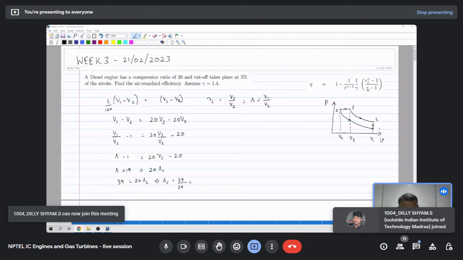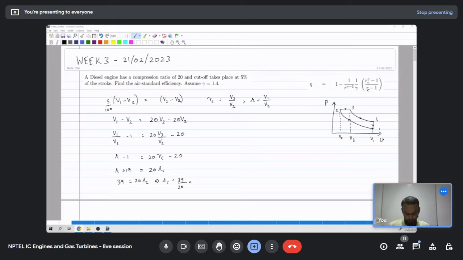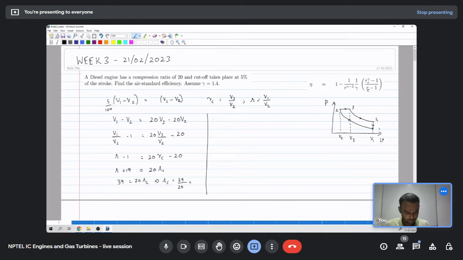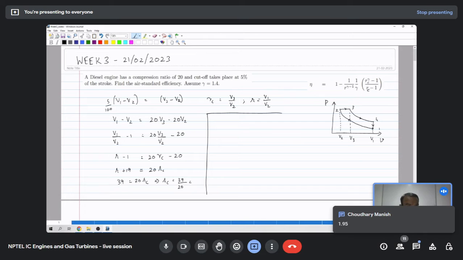So can someone compute rc and tell me? Yes, so it's 1.95.